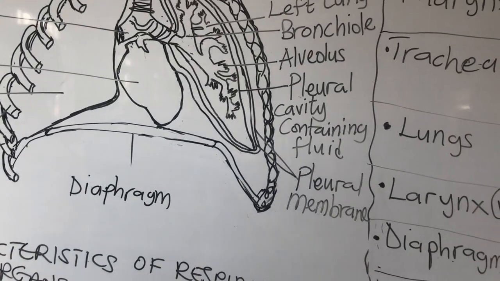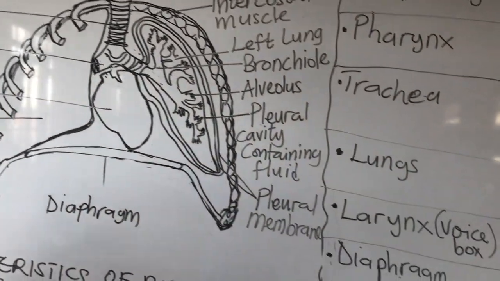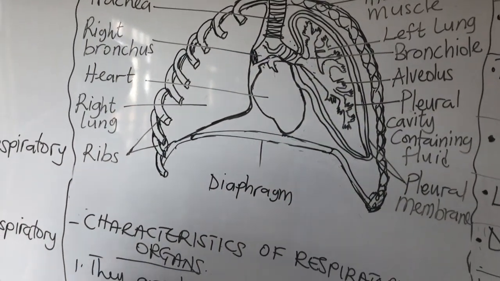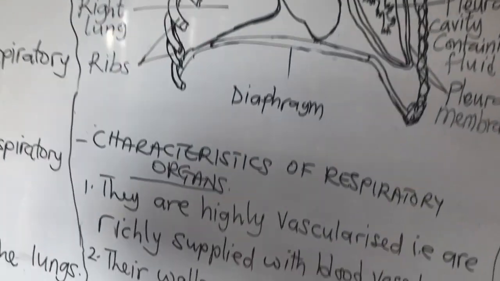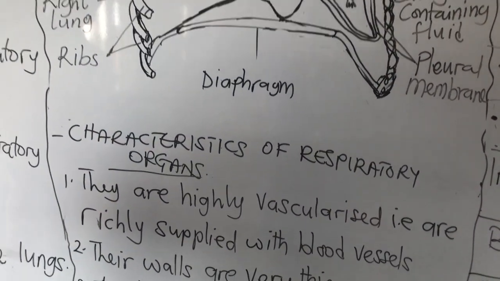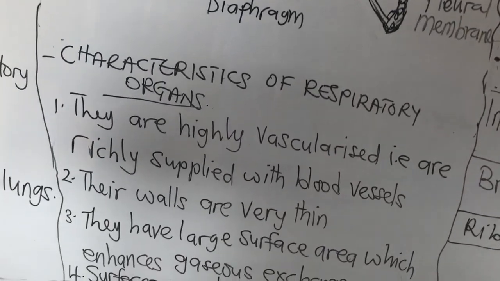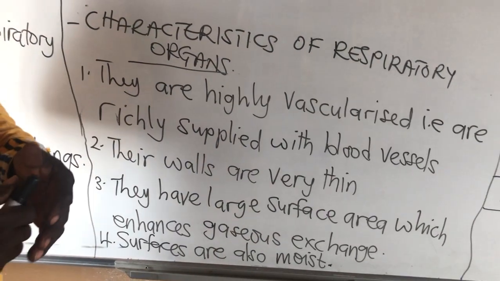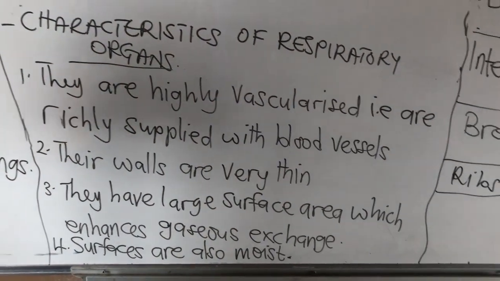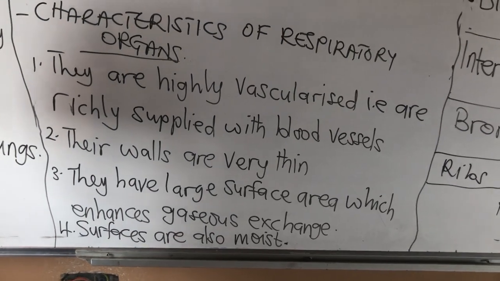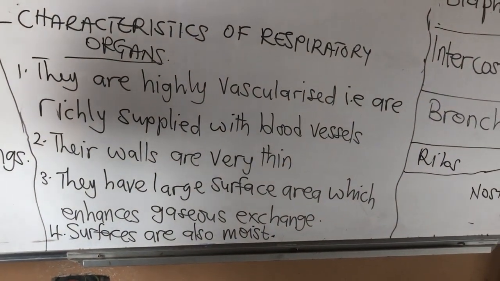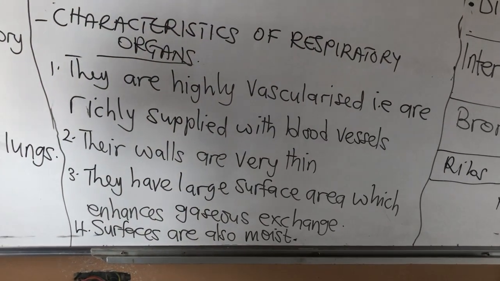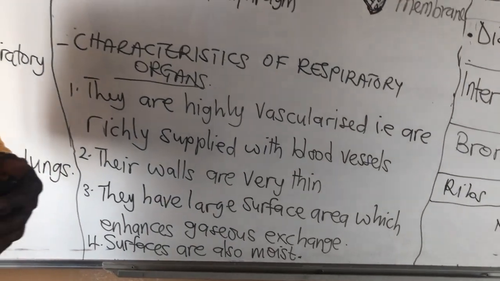And we will be looking at the functions of the various structures. But before we look at the functions of the structures, let's look at the characteristics or the nature of the respiratory organs. Number 1, they are highly vascularized. That is, they are richly supplied with blood vessels, that is the arteries, the veins, and the capillaries.